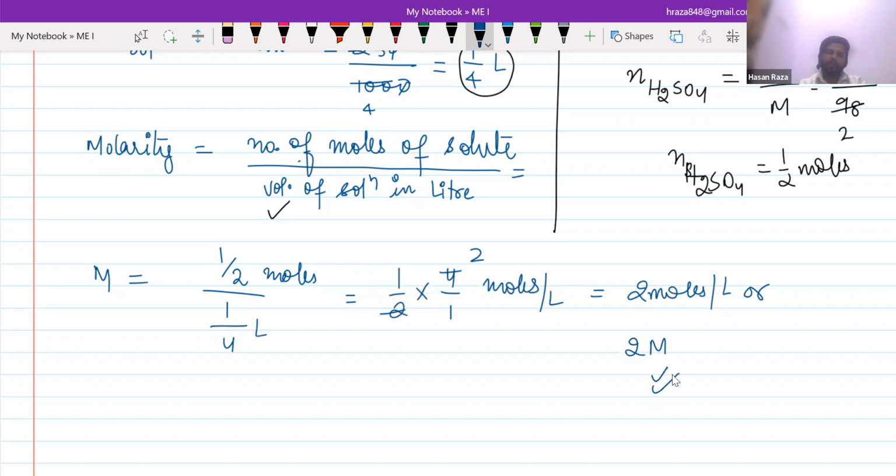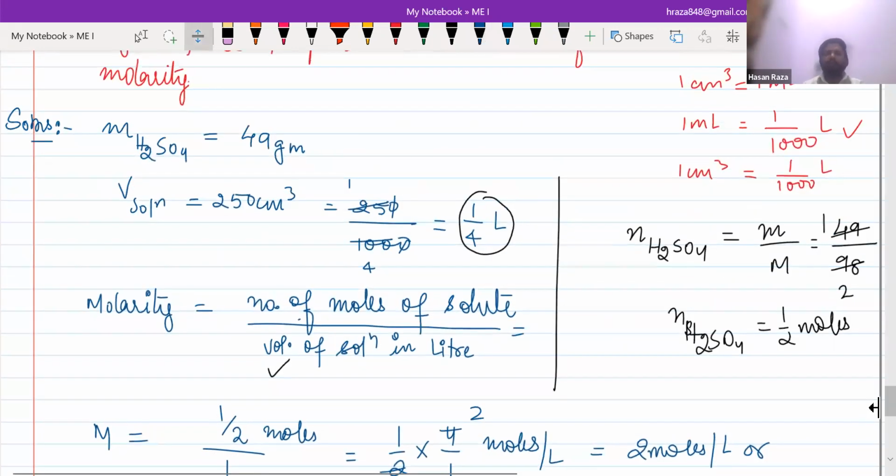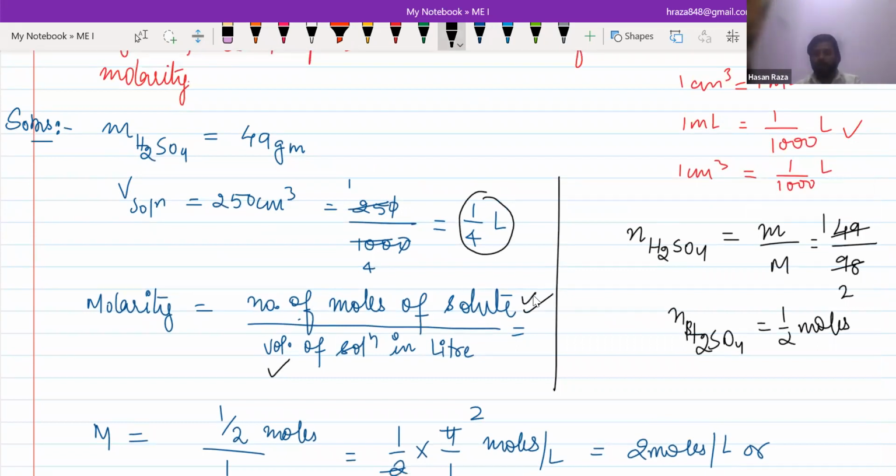How did you get 1 by 96? Where have you made the mistake? Sir, I didn't convert to the 1 by 2 moles. I used 49 directly. 49. Before putting the value, just see what this 49 is. 49 is gram, that means mass. And in the formula, you have to keep the value of number of moles of solute. Are you getting my point? Yes, sir. Okay, so please do write it and let me know.